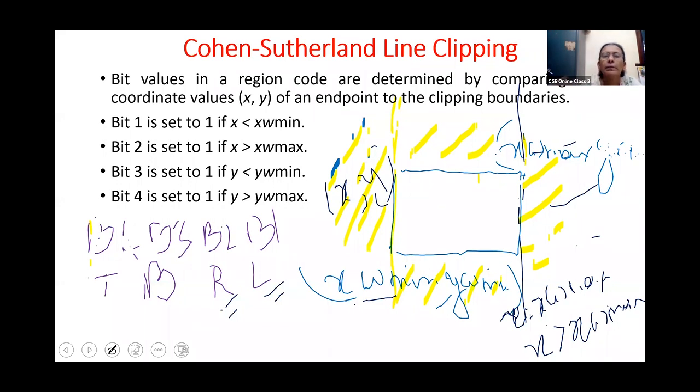Similarly, bit 3 is for points below the bottom boundary. The equation to the bottom boundary is given by Y equal to YW min. So if the point X, Y has Y less than YW min, then bit 3 is set to 1. And bit 4 is set to 1 if Y is greater than YW max. Is this clear? Yes. Fine. We'll proceed.